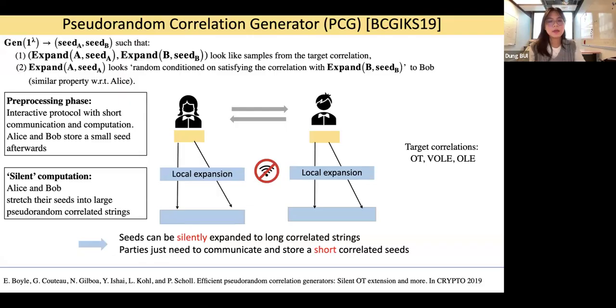So PCG has two features. First, the key can be silently expanded to a long correlated string, and the parties only need to communicate and store a short correlated key. It depends on what kind of correlation you want to achieve, but PCG always follows two phases. The first is short communication, and the second is locally expanding the key to get the target correlations. And in the state of the art of PCG, we know how to get the target correlation for oblivious transfer, vector OLE or OLE.